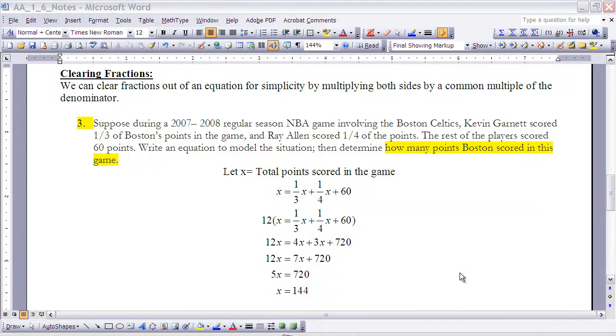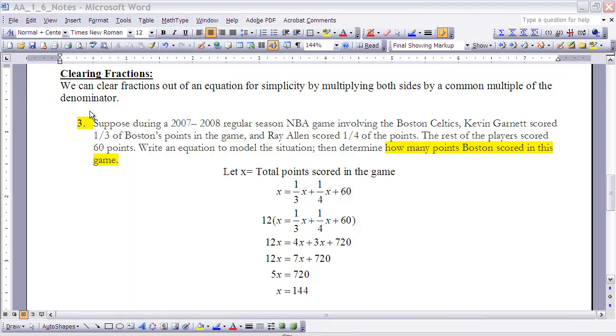Well, let's take a look at this example in which we're going to use clearing fractions to help us solve it. It also is an example of taking a word problem and writing an equation out of it, something you spent some time with in Algebra 1. It says, suppose during the 07-08 regular season NBA game involving the Boston Celtics, Kevin Garnett scored 1/3 of Boston's points in the game. Ray Allen scored 1/4 of the points. The rest of the players scored 60 points. Write an equation to model the situation, then determine how many points Boston scored in this game.